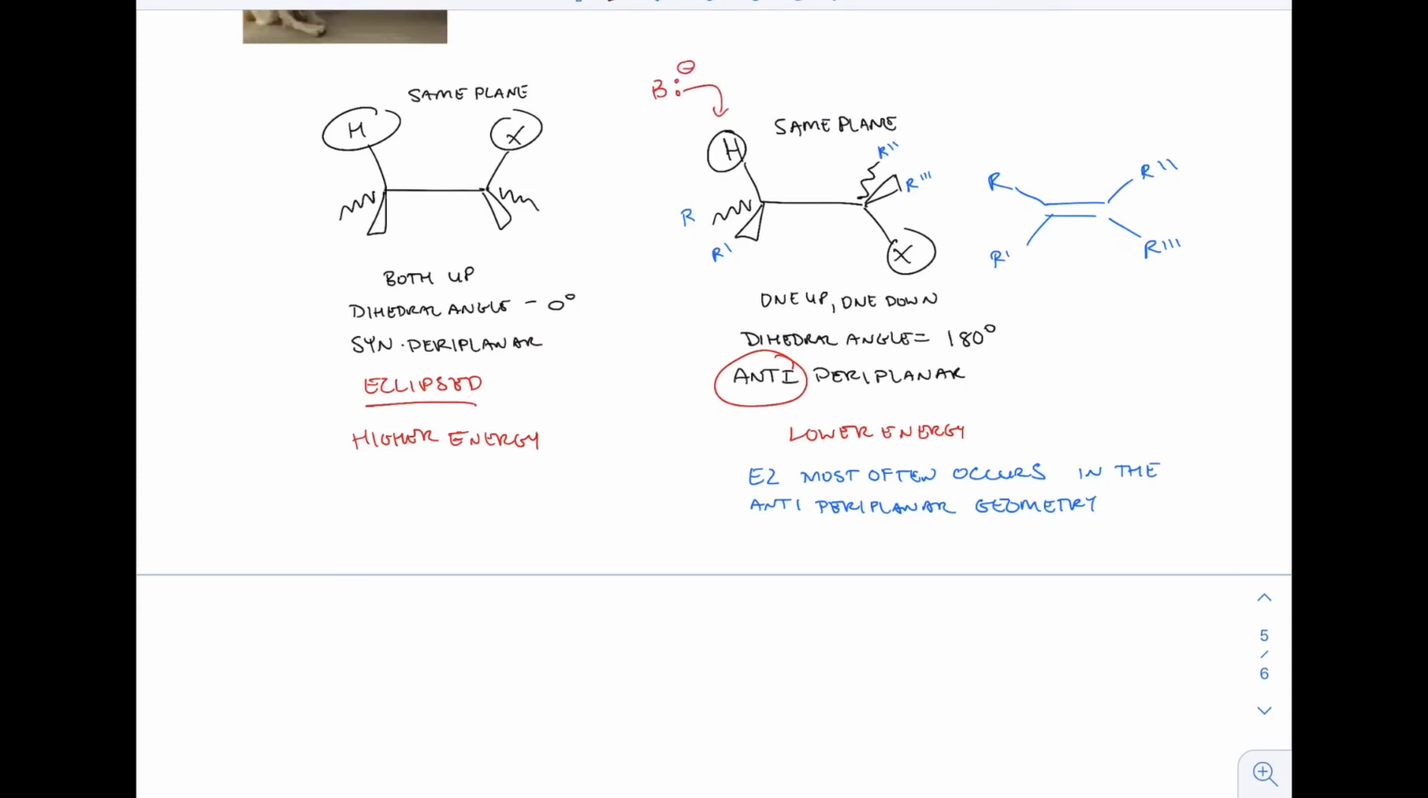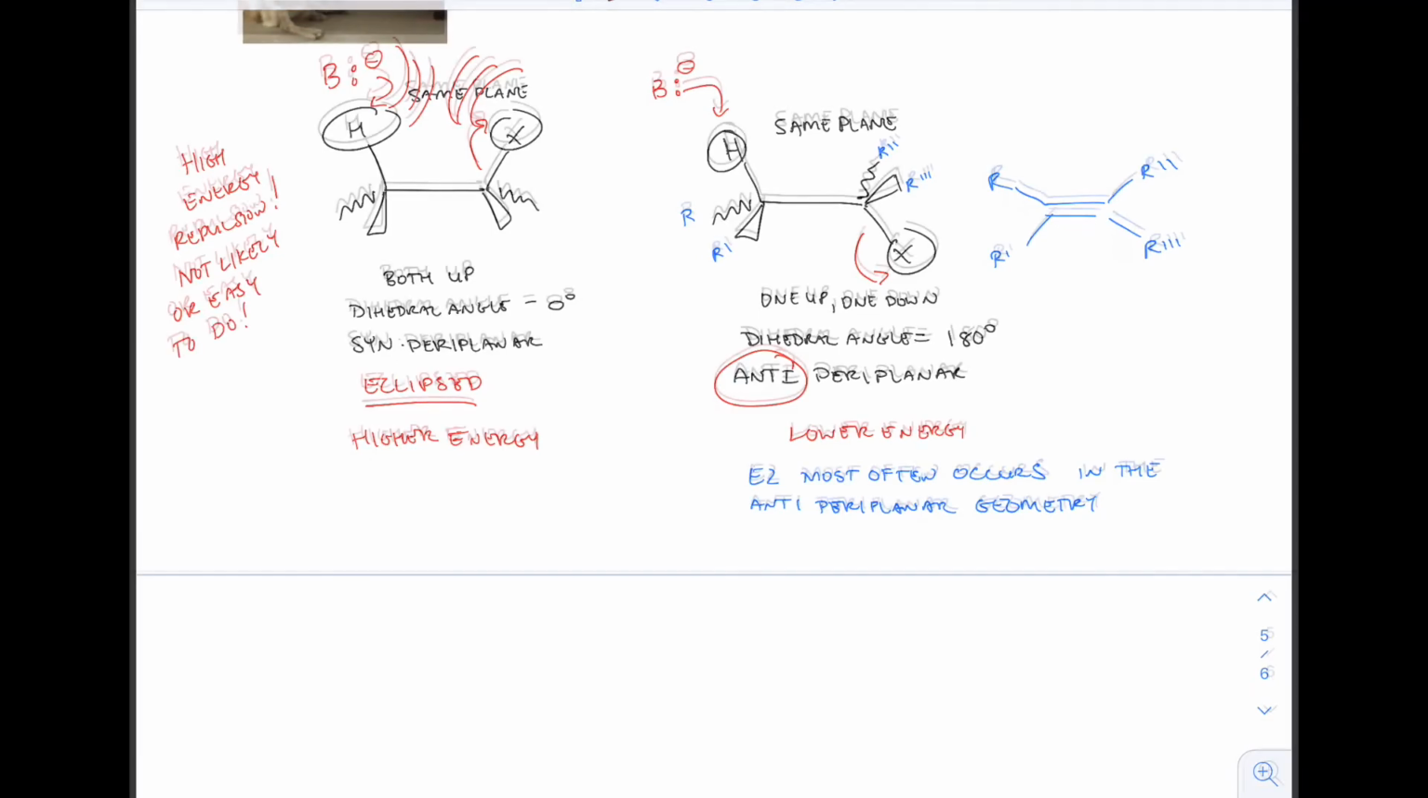Okay, so let's think about the base coming along and then the leaving group coming on the back side. If the base comes on the left side in the syn-periplanar conformation, it's going to be interacting with that leaving group. The base is coming and the leaving group is going in the same general area, and so there's a lot of electron repulsion here. There's high energy repulsion, so this is not likely and not easy to do.